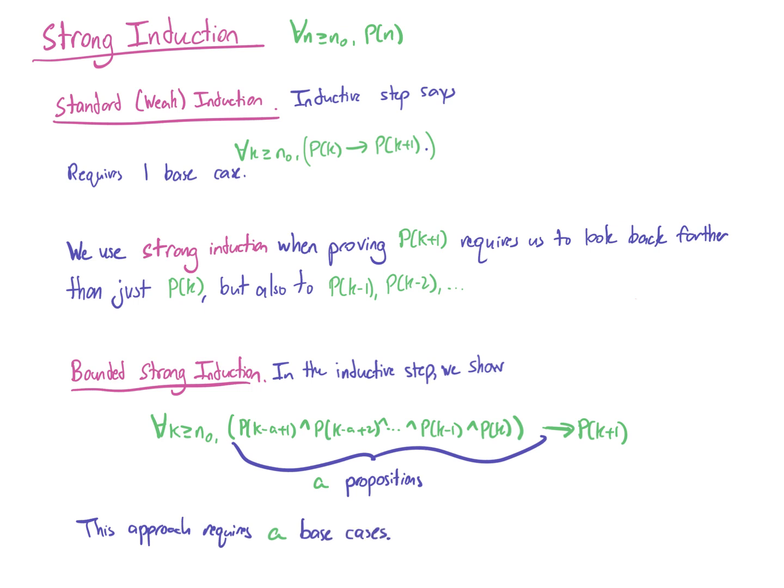If I'm going to use bounded strong induction, looking backwards with the information from the propositions, I need to do a base cases. So the amount of work that I need to do in the base case goes up, even though often, not always, but often the amount of work I need to do in the inductive step goes down. So let's look at an example.